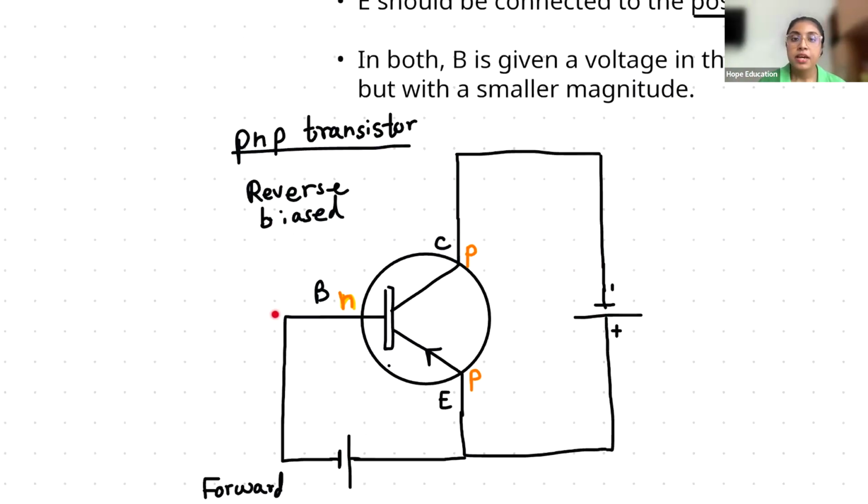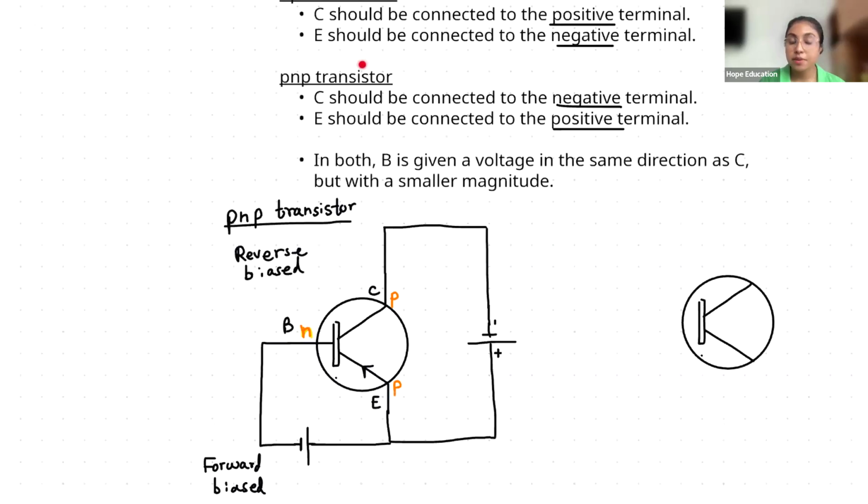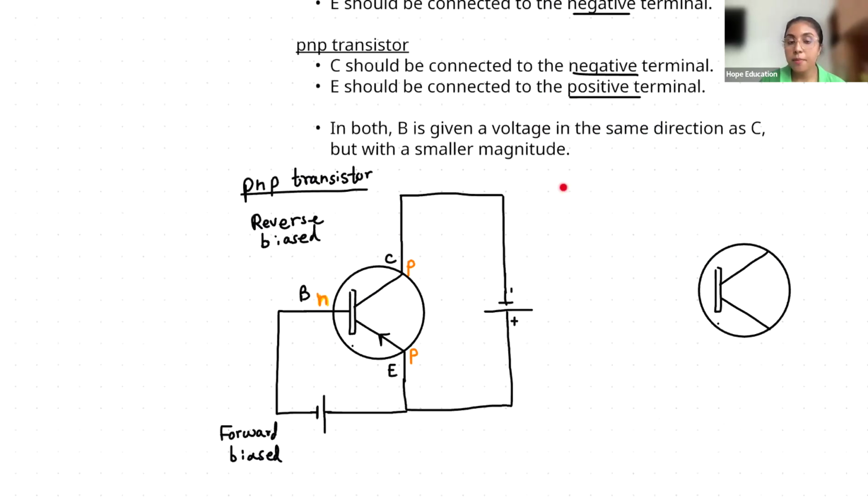Right? Accordingly, in PNP transistor, C should be connected to a negative terminal. E should be connected to a positive terminal. ඒක තමයි අපි දැන් ඉස්සෙල්ලා කතා කරේ. මොකද එතකොට තමයි මේ පෙන්න direction එකට current එක යන්න පුළුවන්. Right? In both, B is given a voltage in the same direction as C, but with a smaller magnitude.